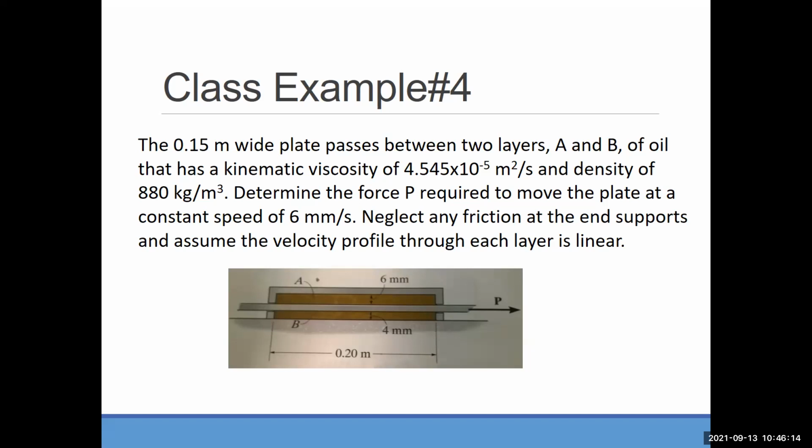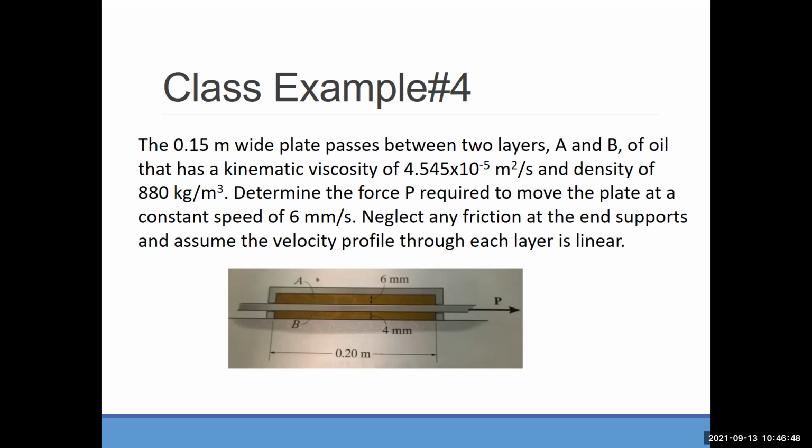0.15 meter wide plate has 2 layers, A and B. A oil that has a kinematic viscosity of 4.5 45 the rate of 5 liters squared per second, and density of 880 kilograms per meter cubed. Determine the force B required to move the plate at a constant speed of 6 millimeter per second. meters per second. Neglect any friction at the end of supports. Assume the velocity profile to be Thank you very much.